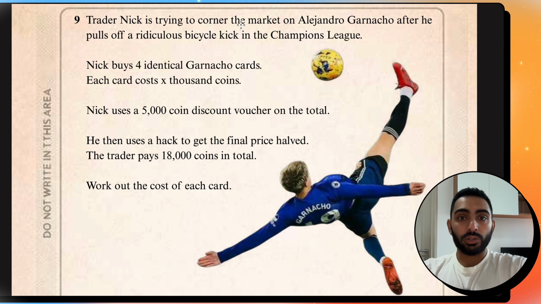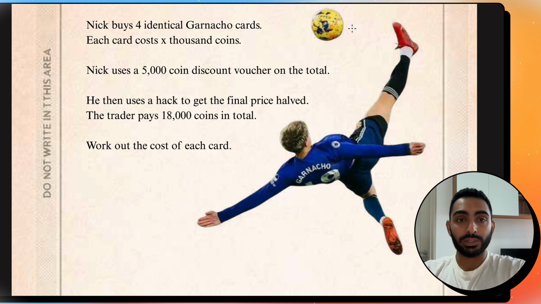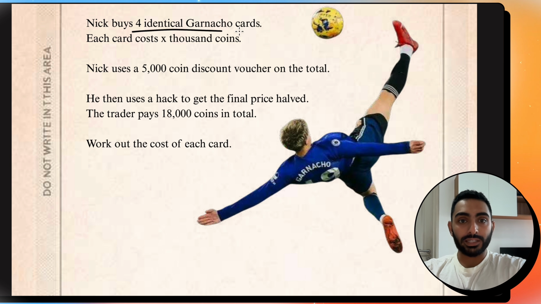Question 9. Trader Nick is trying to corner the market on Alejandro Garnacho after he pulls off a ridiculous bicycle kick in the Champions League. Nick buys 4 identical Garnacho cards, and each card costs X thousand coins. Nick uses a 5,000 coin discount voucher on the total. He then uses a hack to get the final price halved, and then the trader pays 18,000 coins in total. Work out the cost of each card.